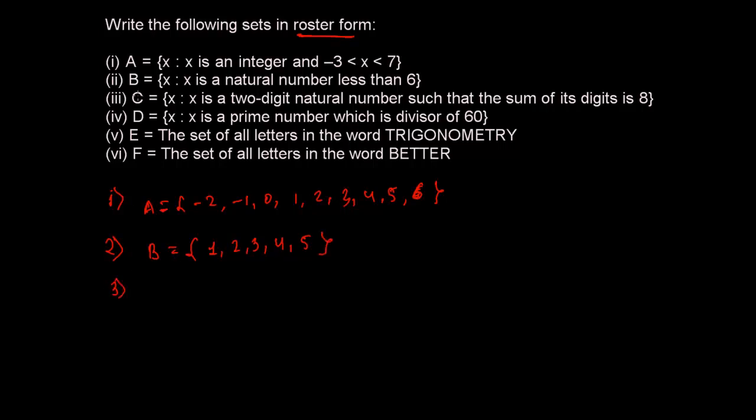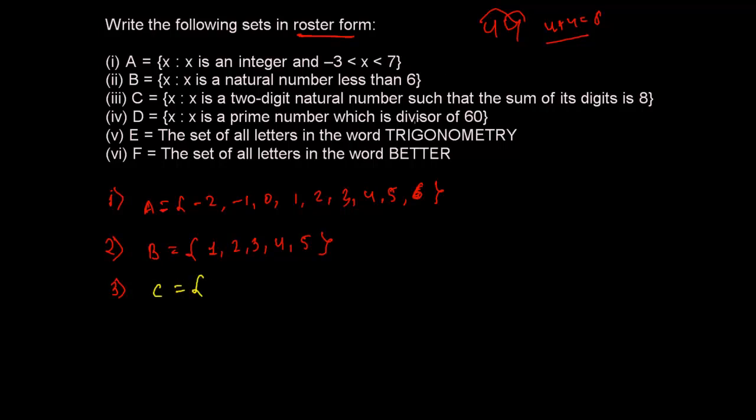And the third one is here: x such that x is a 2-digit natural number such that the sum of its digits is 8. We need to write 2-digit numbers like 44, because if you add 4 and 4, you'll get 8. There are a lot of 2-digit numbers that we have to write in the set C. Yeah, that was quite interesting. I like this set C.